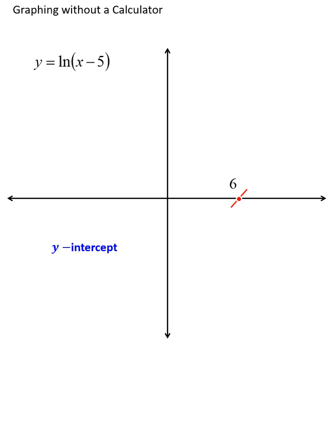My second clue is the y-intercept. Y-intercepts are found when x is 0. 0 minus 5 is negative 5, and the logarithm of a negative number doesn't exist, not in the real number sense anyways. So my conclusion here is that there is no y-intercept for this particular graph.